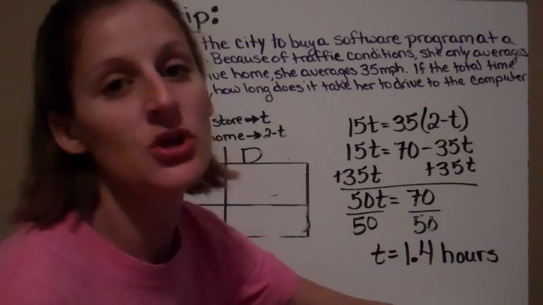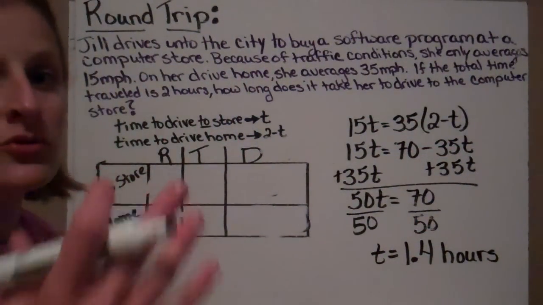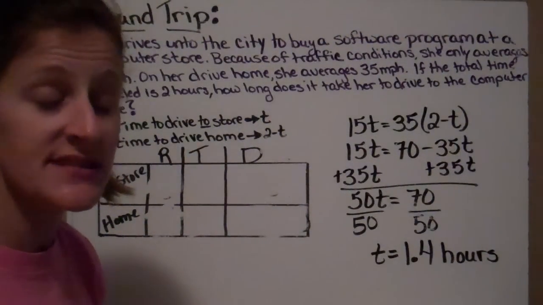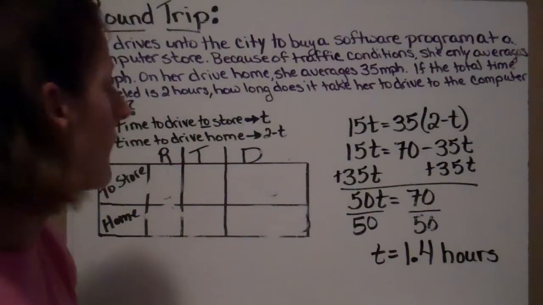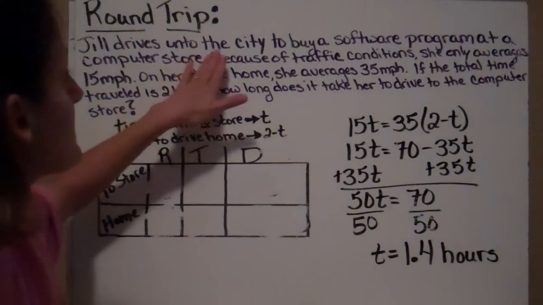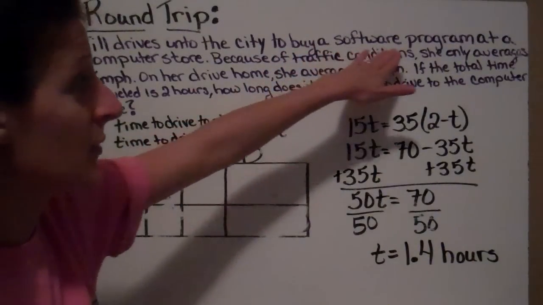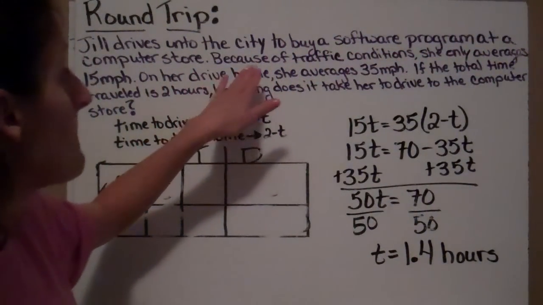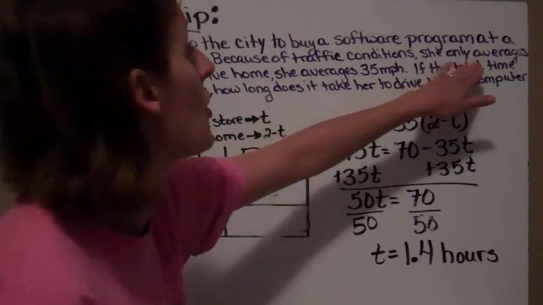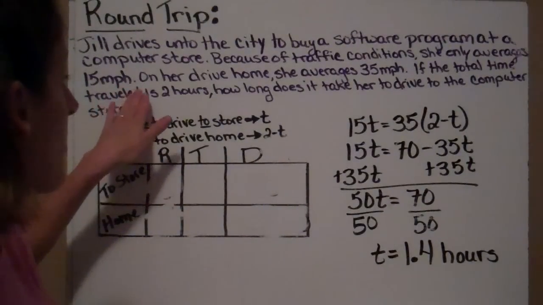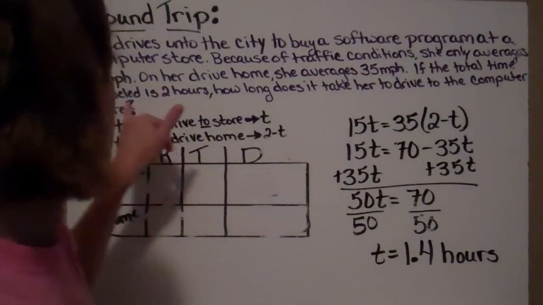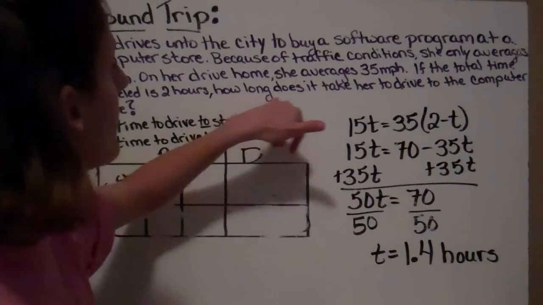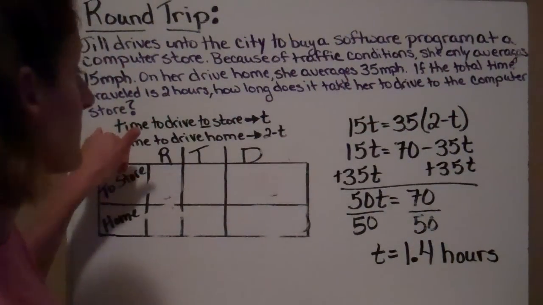Alright, the next one we're going to look at is a round trip. Like when you go to the store and back. That whole trip is round trip. It's still the same distance from home to the store as it is from the store home. So, we've got Jill drives into the city to buy a software program at a computer store. Because of the traffic conditions, she only averages 15 miles per hour. On her drive home, she averages 35 miles per hour. If the total time traveled is 2 hours, how long does it take her to drive to the computer store?